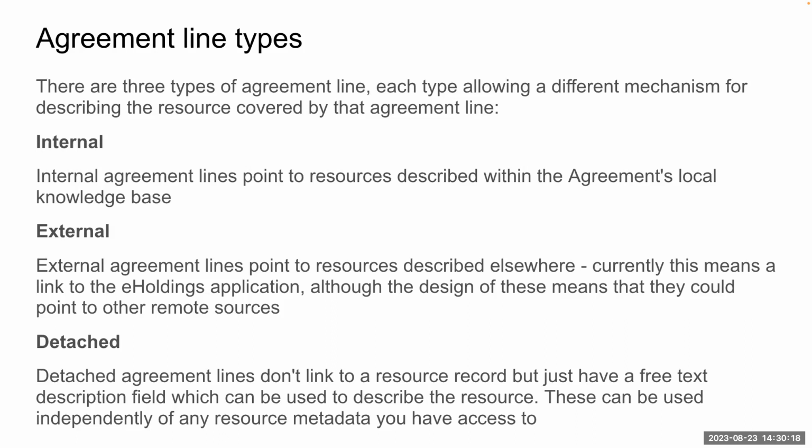We have external agreement lines. These are agreement lines that point at resources that are described somewhere else. Currently, the only somewhere else supported is a link to the eHoldings application, which in turn is basically pointing at EBSCO's knowledge base, or HLM, whatever we call it. I usually call it the EBSCO knowledge base to keep it quite generic, but yeah.